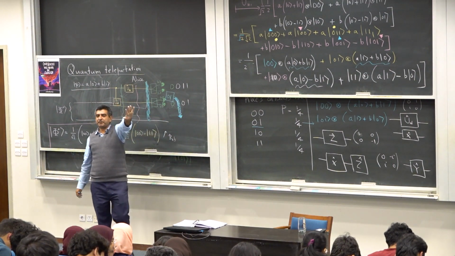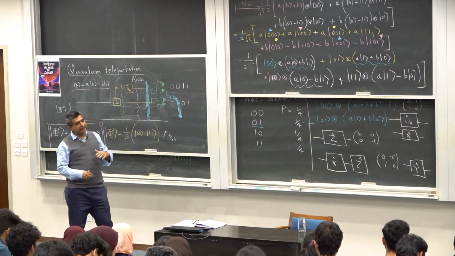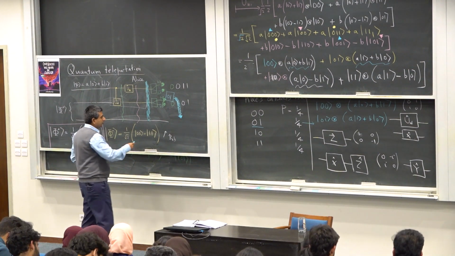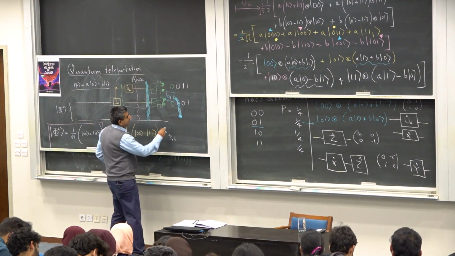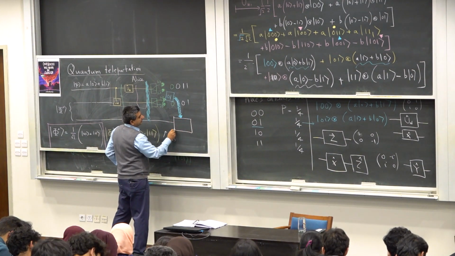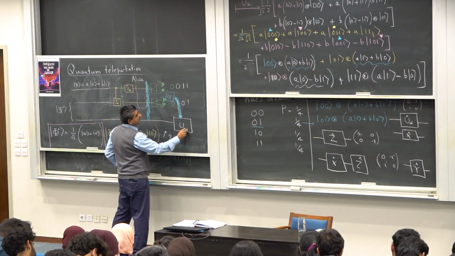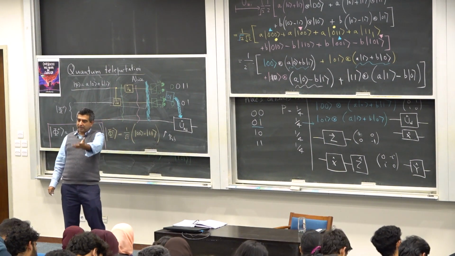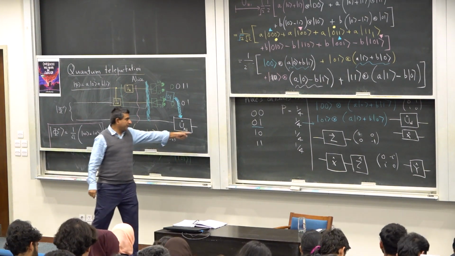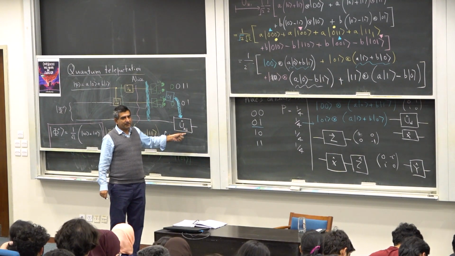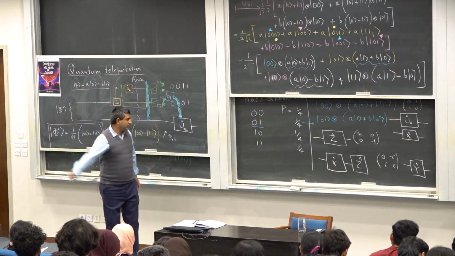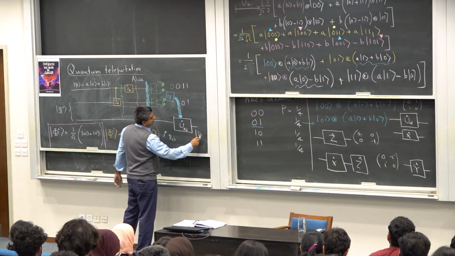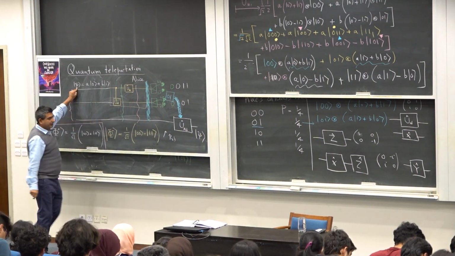Now this classical information is transmitted to Bob, and depending upon the message that Bob receives, Bob is going to apply some gate. Bob applies some gate, single qubit gate to his qubit, and lo and behold, his qubit after this transformation is going to be an exact replica of the original qubit, which is what I've written over here.